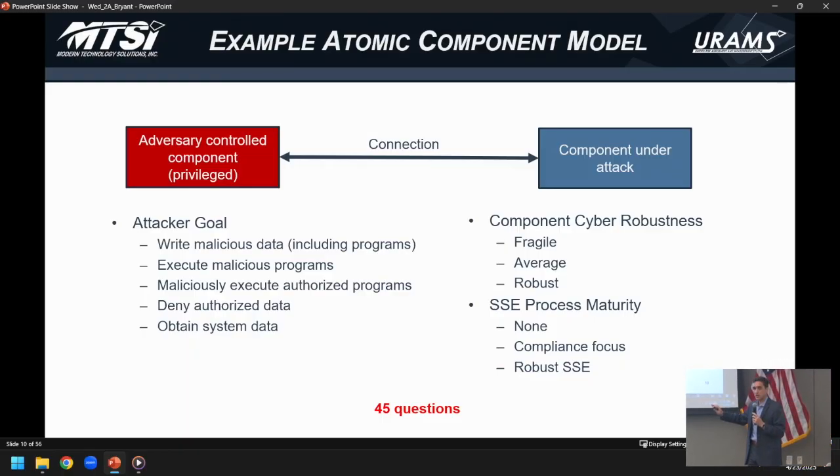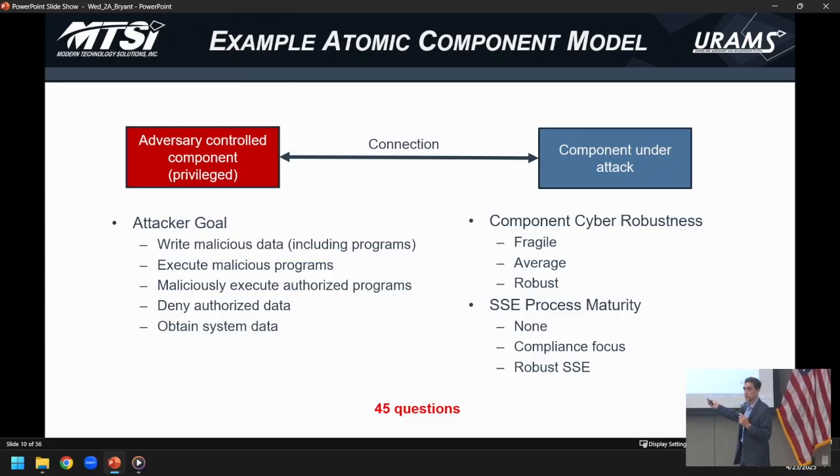The experts I wanted in this case were hands-on cyber testers. I wanted the guys with their fingers on the keyboards who were actually trying to hack into cyber physical systems. I will tell you my first model had 270 questions. That was not going to work.